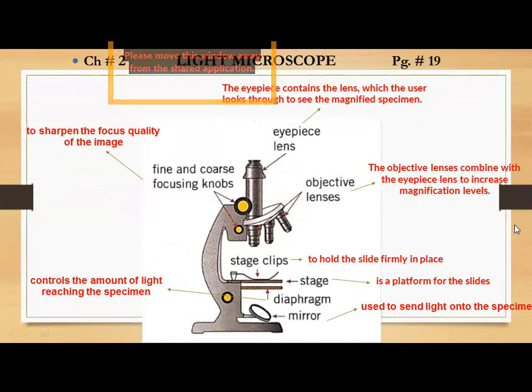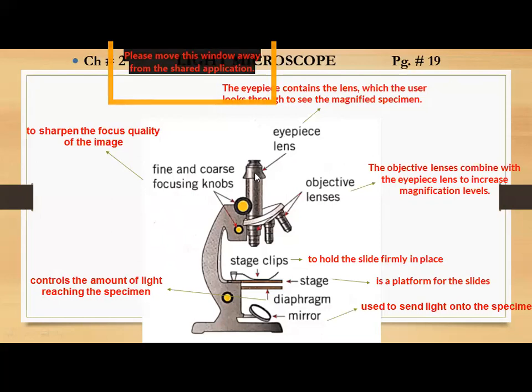At the top of the microscope, there is a lens that is called the eyepiece. This lens is the eyepiece lens. The eyepiece contains the lens which the user looks through to see the magnified specimen. You place your eye in front of it, and as a result, you can see the specimen.